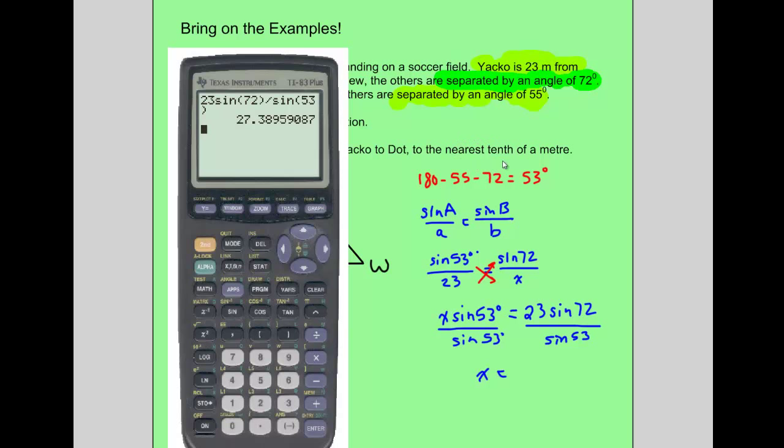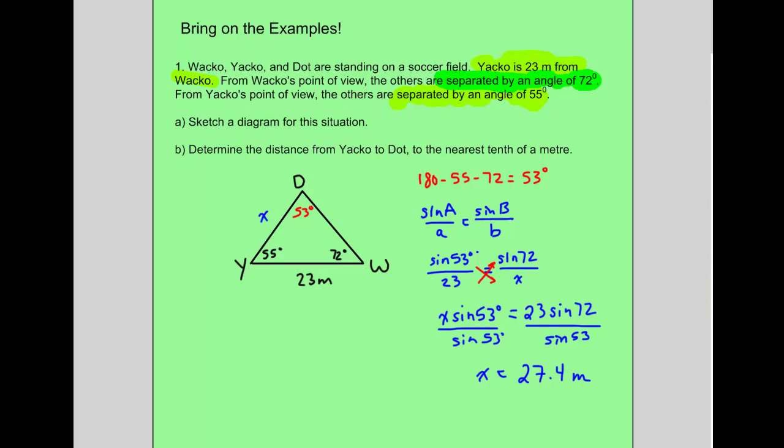I need to round to the nearest tenth, it says, so 27.4 meters. There we go. So, therefore, Yakko is 27.4 meters from dot. Approximately. Don't forget that dot.